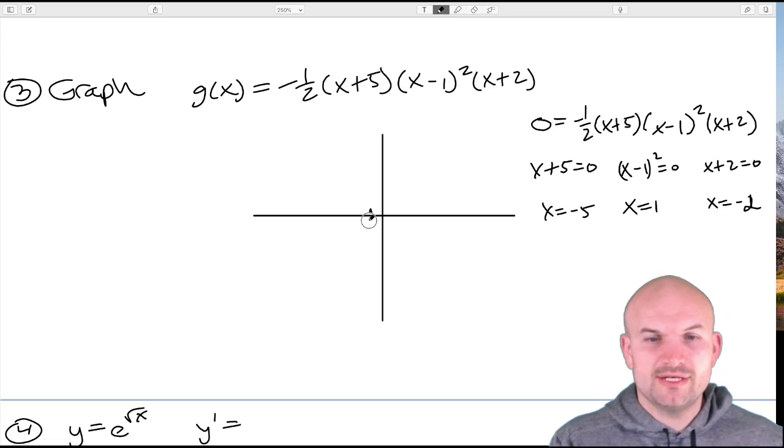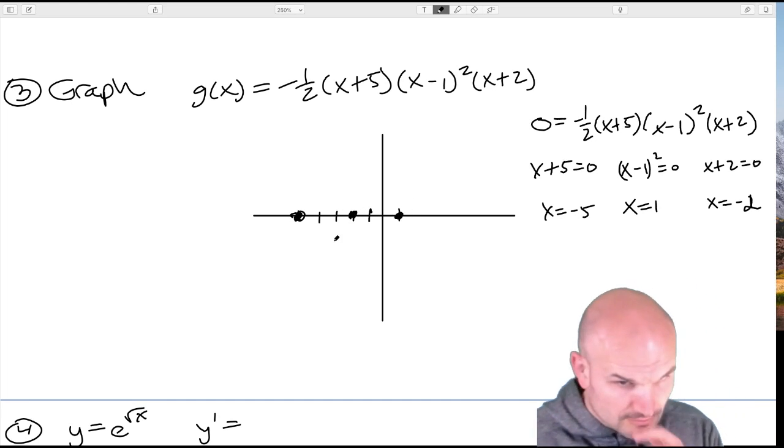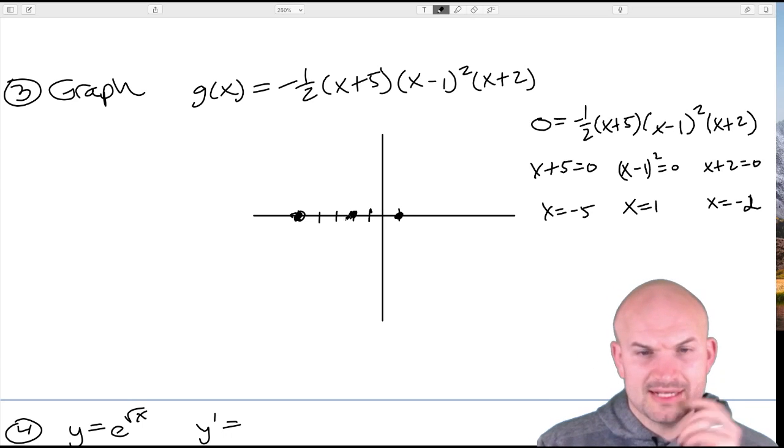Okay, so now let's go ahead and plot those points. I have negative 1, 2, 3, 4, 5, negative 2, and a positive 1. All right, so those are going to be the zeros.